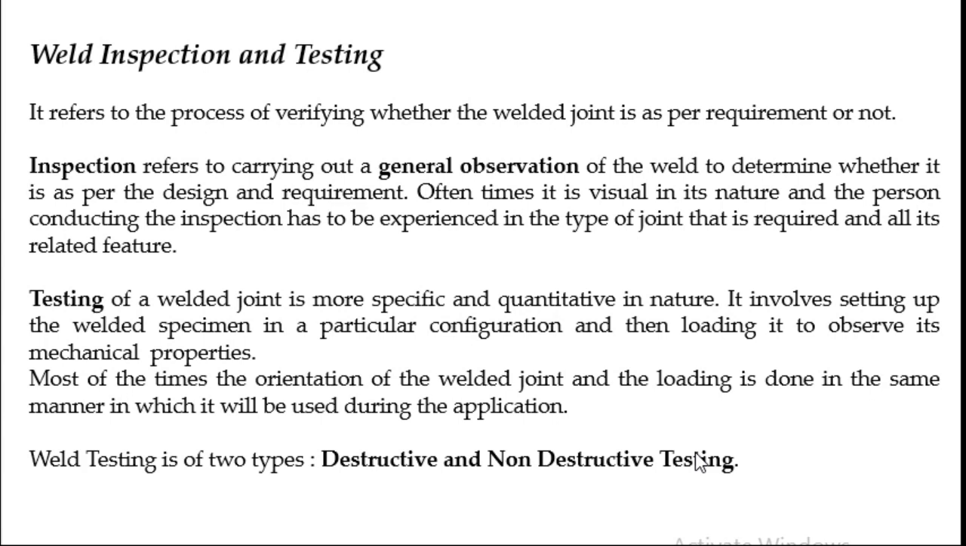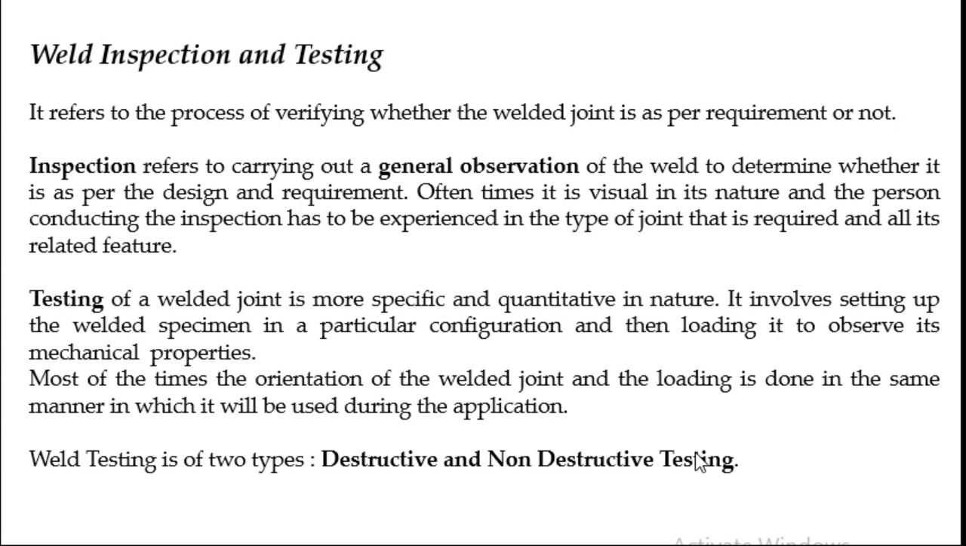Most of the time you just visually inspect it, and through visual inspection you can find out whether the weld is proper or not. You can find out whether there are discontinuities in the weld, whether a lot of spatter has happened, or whether the deposited bead width is uniform or not. These kinds of things you can find out visually. So inspection is the first step.